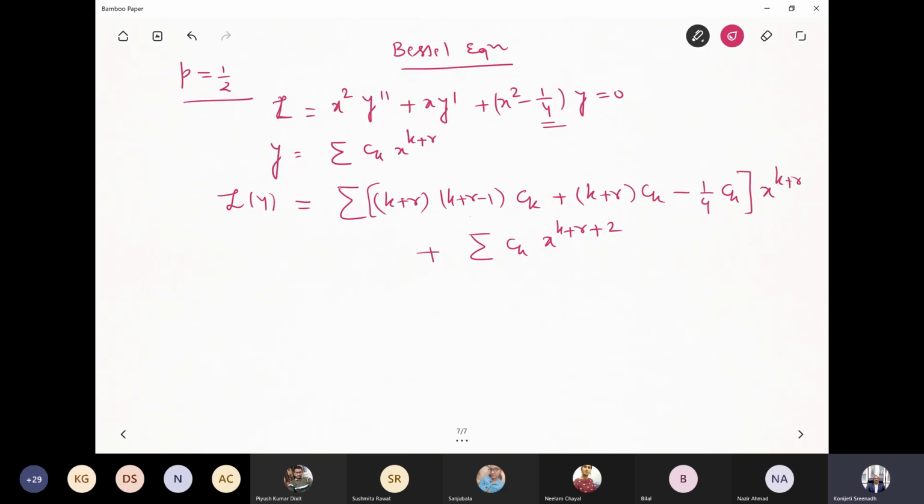So now the first thing is to transform this sum into the same form. I write k plus 2 equals k, or replace k by k minus 2. So this becomes k equals 2 to infinity, replacing k by k minus 2. It becomes c_(k minus 2) into x power k plus r. Since this is starting with k equals 2, from the other sums I should take out the k equals 0 and k equals 1 terms.